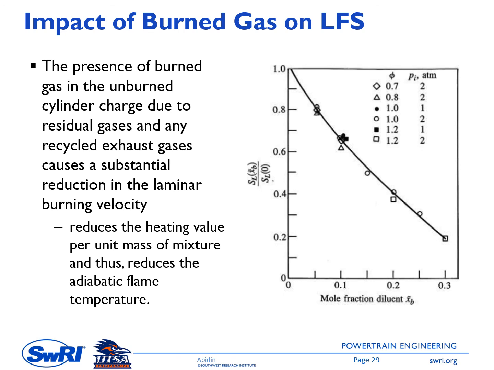So how does this burn gas influence the laminar flame speed? The presence of burn gas in the unburned cylinder charge, due to residual and any recycled exhaust gas, causes a substantial reduction in the laminar flame speed. This is because they reduce the heating value per unit mass of the mixture.